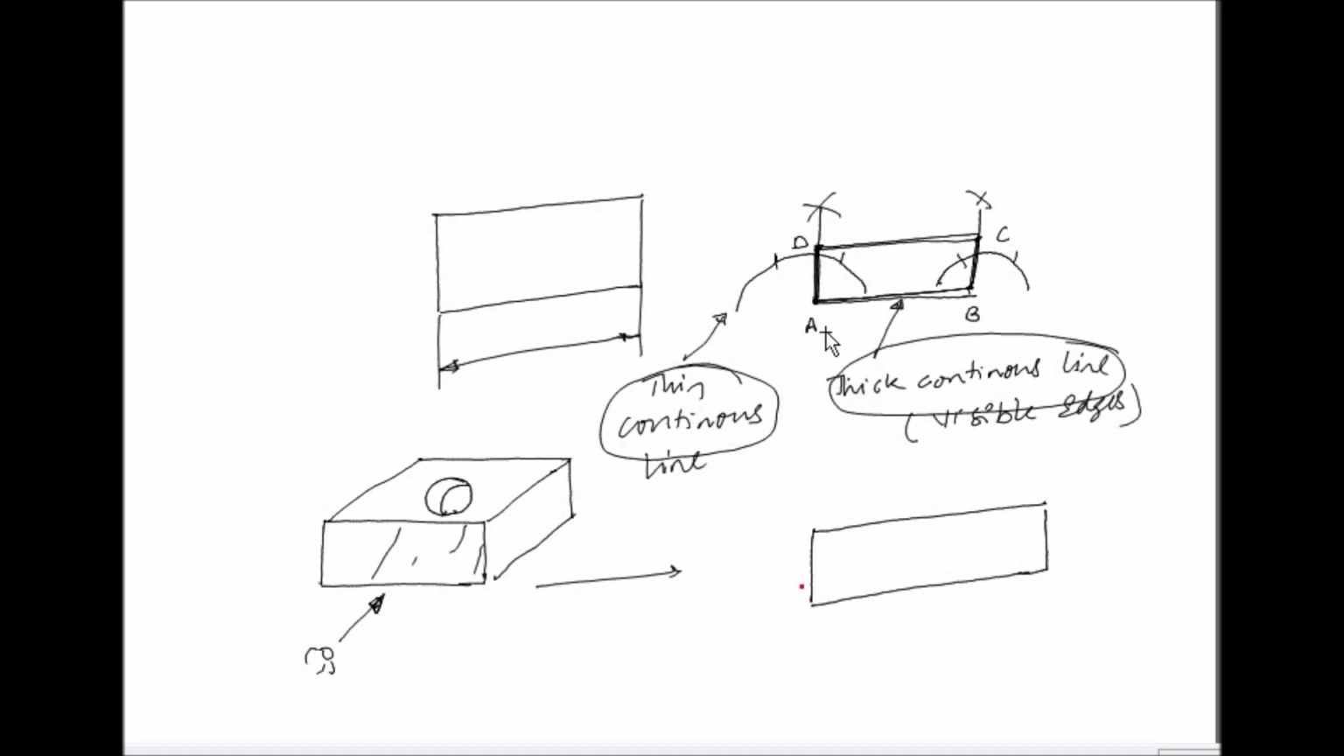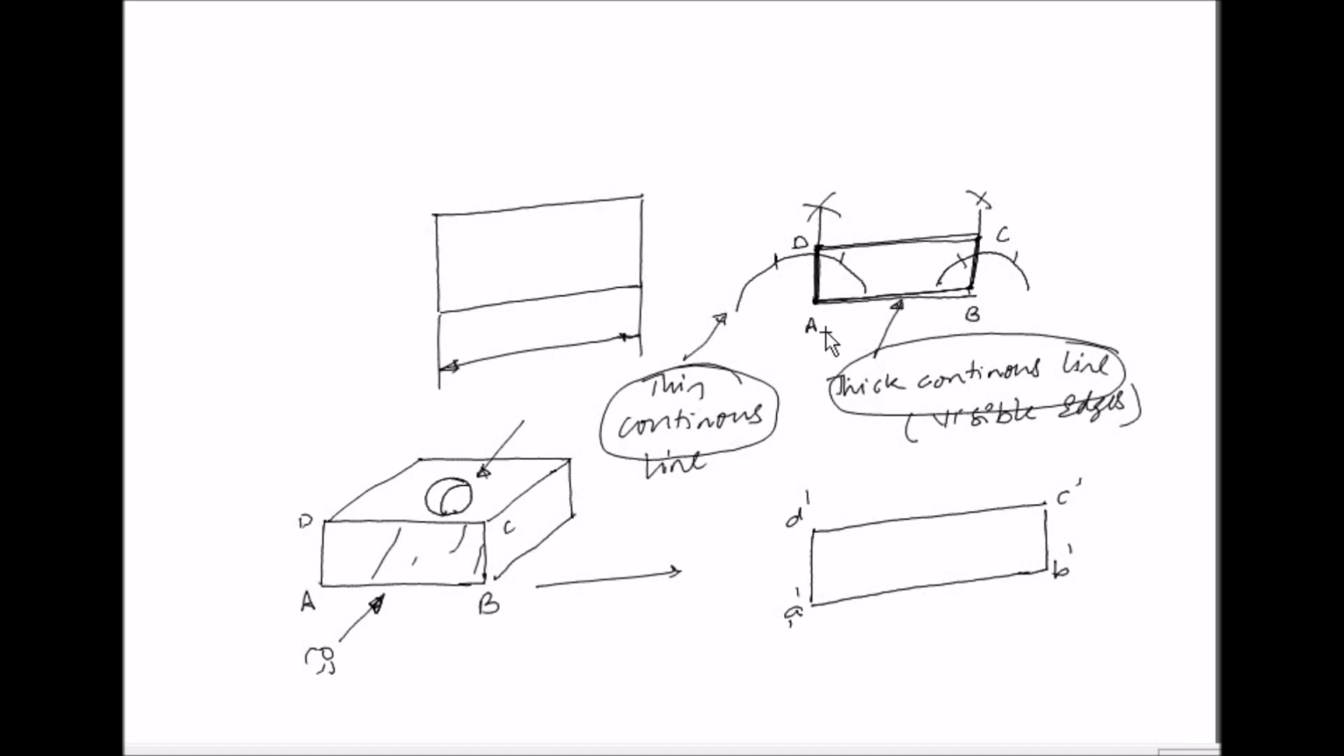Let us say this is A, B, C and D, the front of it. We will indicate this by A dash, B dash, C dash and D dash. Don't worry about these things, these are the notations that are used. However, in the front view, this particular hole is not visible, but the hole exists, so it has to be shown in the front view.